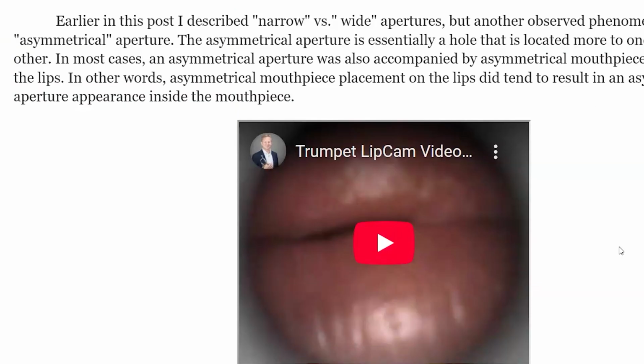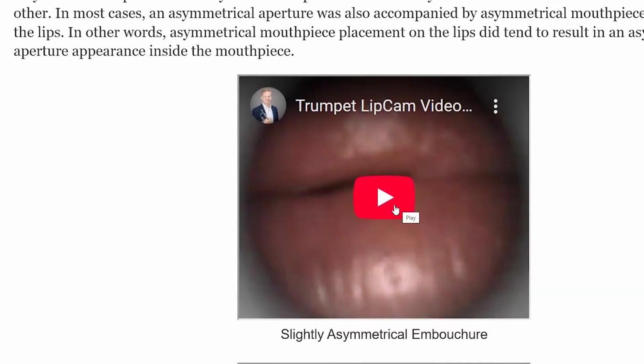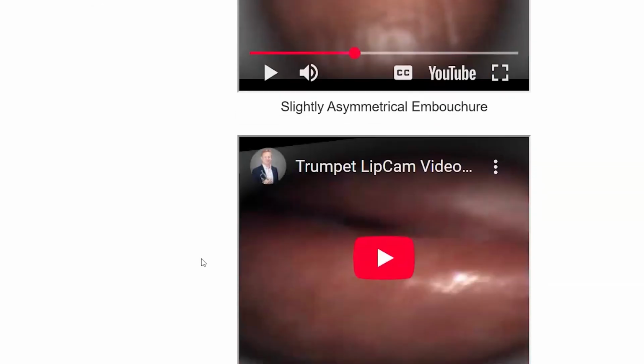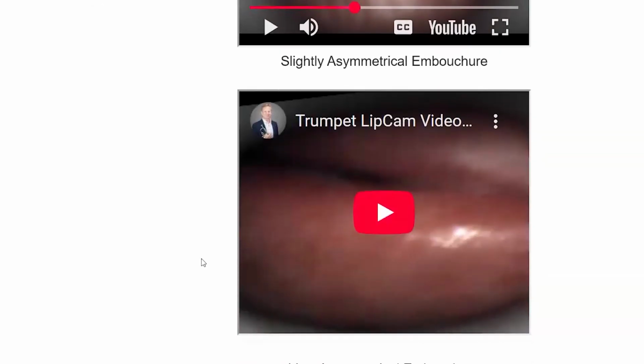Not everyone plays with the mouthpiece right in the middle of the lips. And sometimes if trumpet players have the mouthpiece off to the side, interestingly, the aperture is going to be off to the side. The first video you're going to see is a slightly asymmetrical embouchure. So you can see they're pretty well closed here on the right of your screen, but the aperture is kind of more focused over here on the left side of your screen. If someone has a more extreme asymmetrical embouchure, you're going to see the aperture moved more.